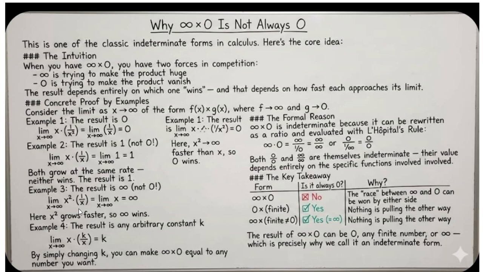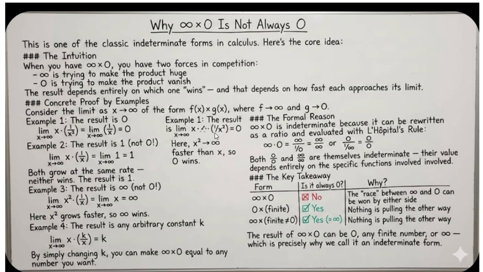Similarly, in another example where the result is infinity, not 0, take the limit of x square into 1 upon x. What happens in this case? This becomes infinity, and the other result may get some constant number k, limit of k x into 1 upon x. Here, by changing the k value, you can make the result equal to any number you want. Means that 0 into infinity does not always give 0. It gives different answers.